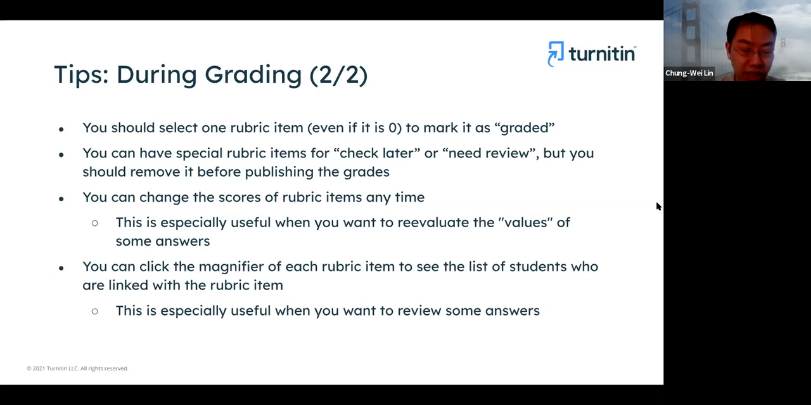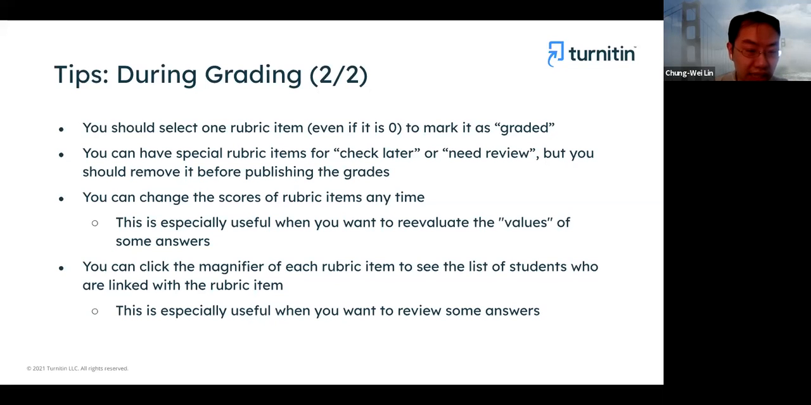In this case, you can ask the TA to add a rubric item like "check later" or "need review." And before you announce the grade, the teacher or the lecturer can check those submissions and decide what to do. And of course, you need to remember to remove the item before you announce the grade. And even in an extreme case, if you want to catch some cheating students, you can also leave a rubric item, say "potential cheating," and review it after you complete most of the grading. But of course, again, you need to remember to remove the item before announcing the grade.